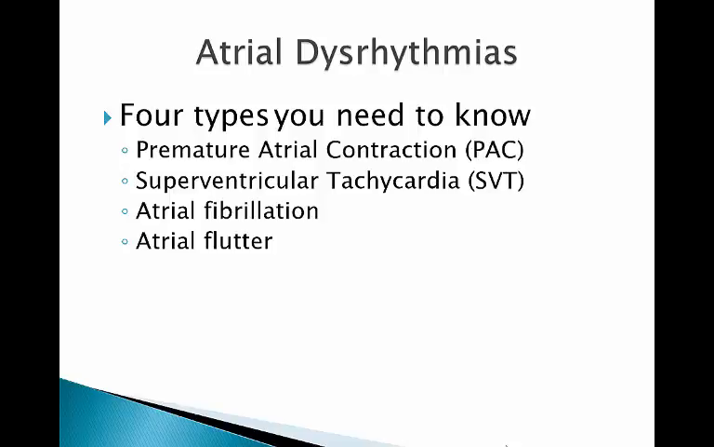As you can see from the slide, there are 4 different types of atrial dysrhythmias that you need to know. Premature atrial contraction, which we've alluded to before with the early beat, supraventricular tachycardia, atrial fibrillation, or AFib, and atrial flutter.